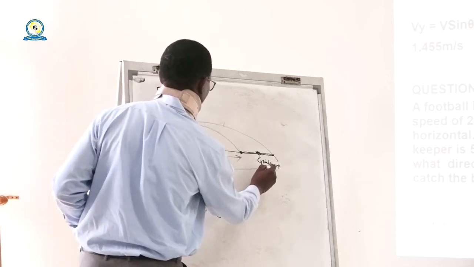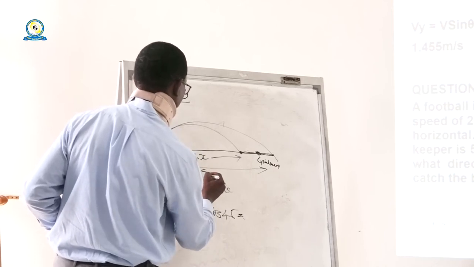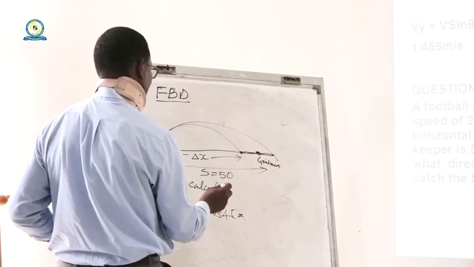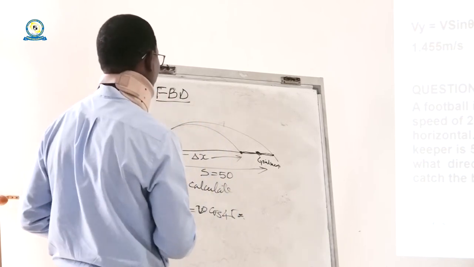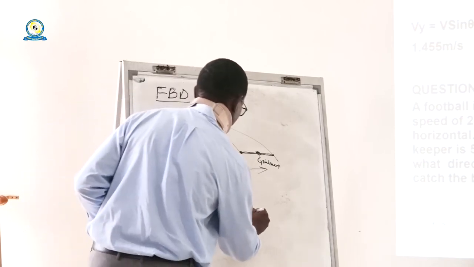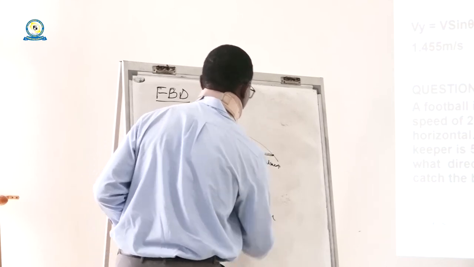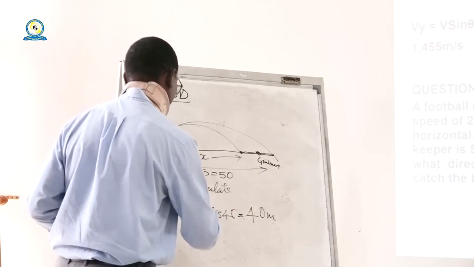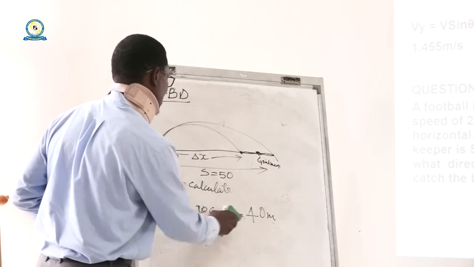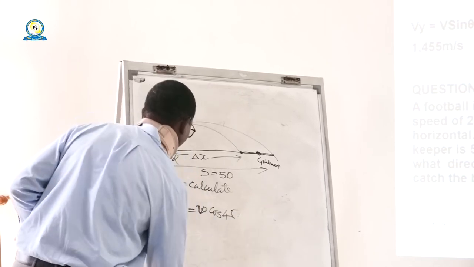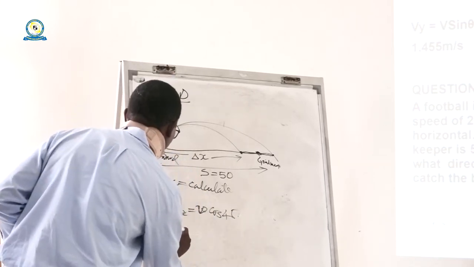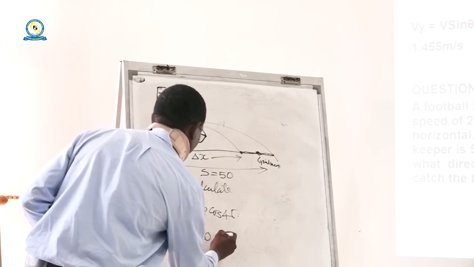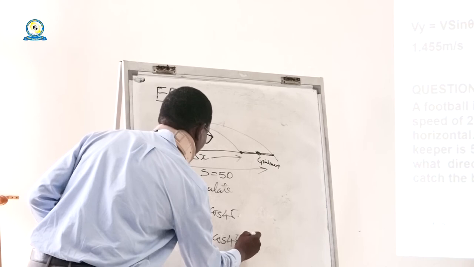The distance from here to there, this distance S, is equal to 50. This distance here is less. It's less than 50. It's almost 40. I think it's 40. So our range, this is velocity, and range is equal to 20 times cos 45 times time.